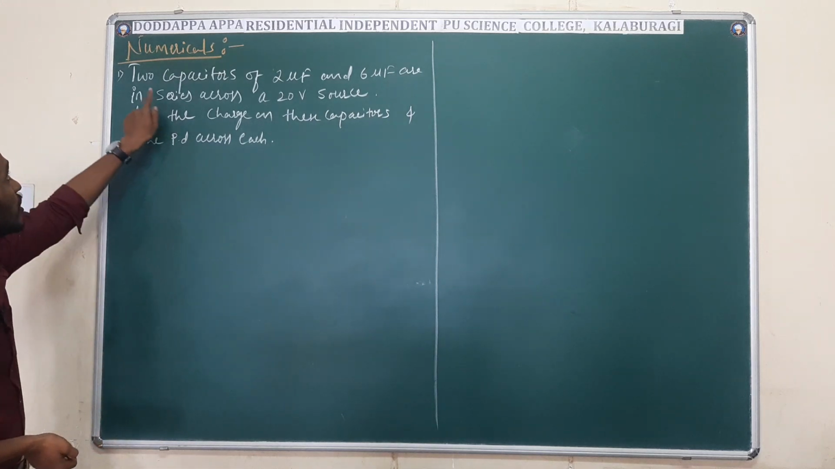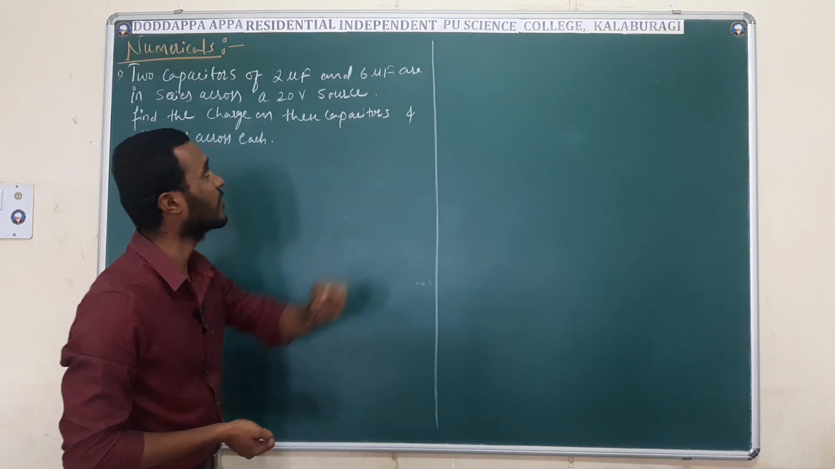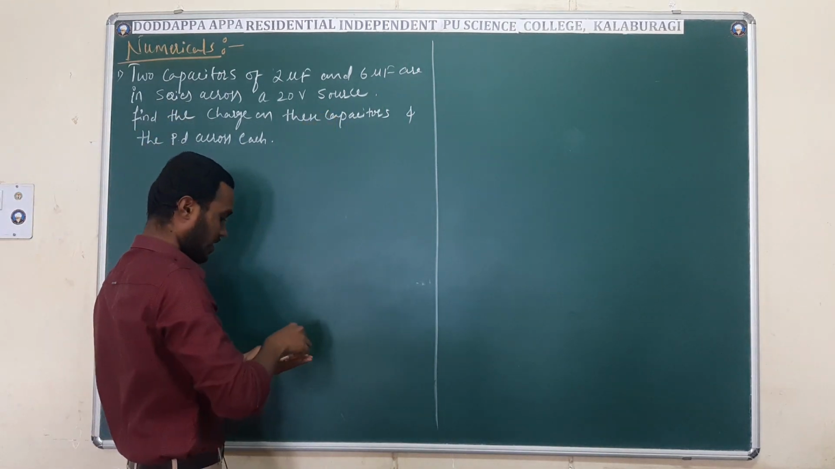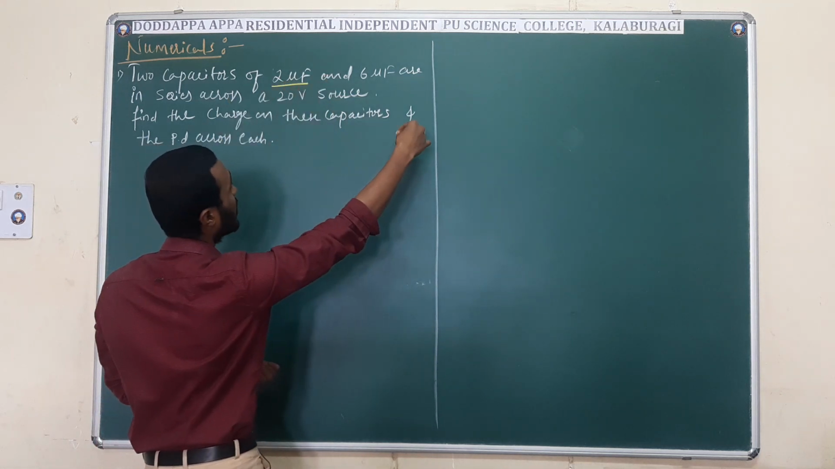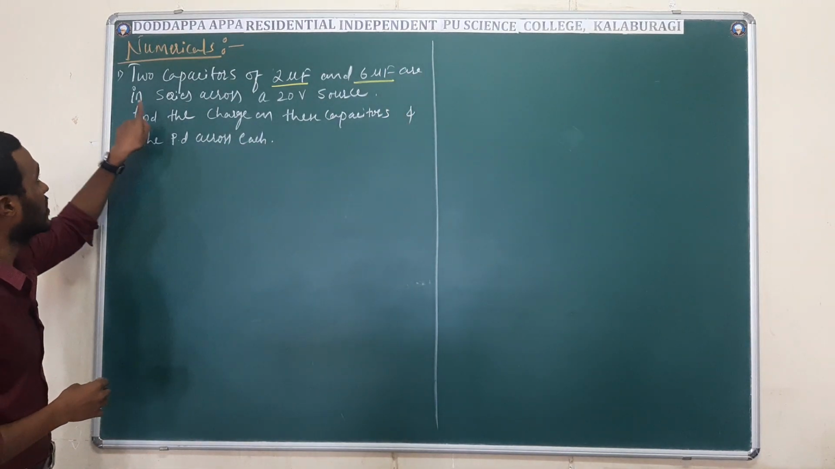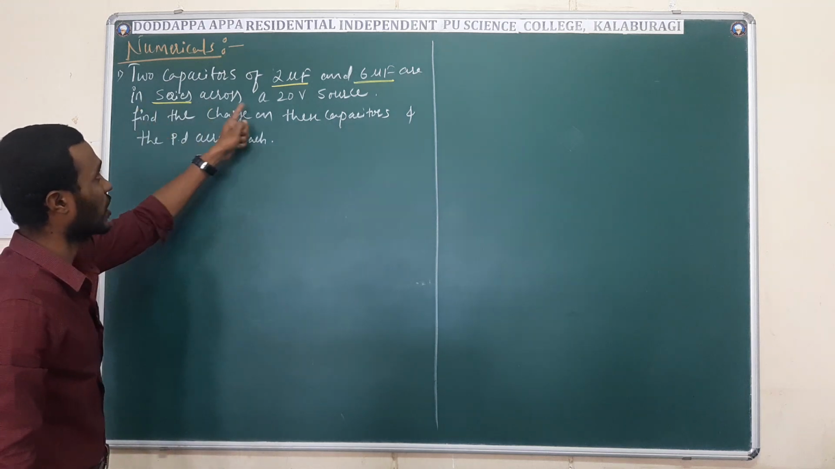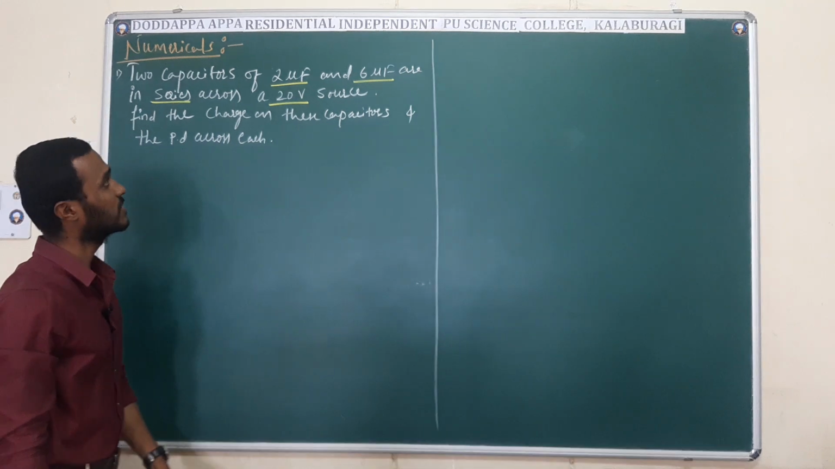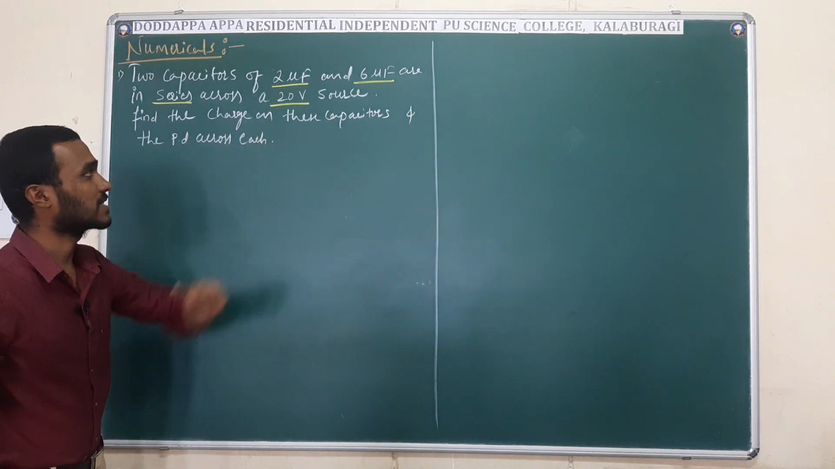See, this is our first question on capacitors. Two capacitors of 2 microfarad and 6 microfarad are connected in series across 20 volts.